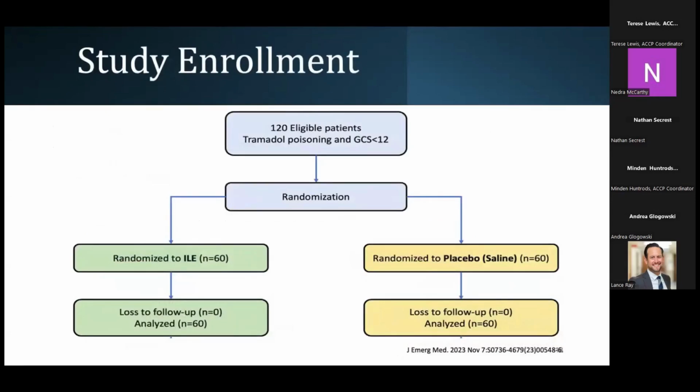So based on their inclusion criteria, 120 patients were eligible for randomization. After randomization, they had 60 patients in each arm. So they had 60 patients in the intravenous lipid emulsion arm and 60 patients in the saline arm. They noted that they did not have any patients lost to follow-up, and this is quite understandable because patients were presenting to the ED and it was management within that acute setting.